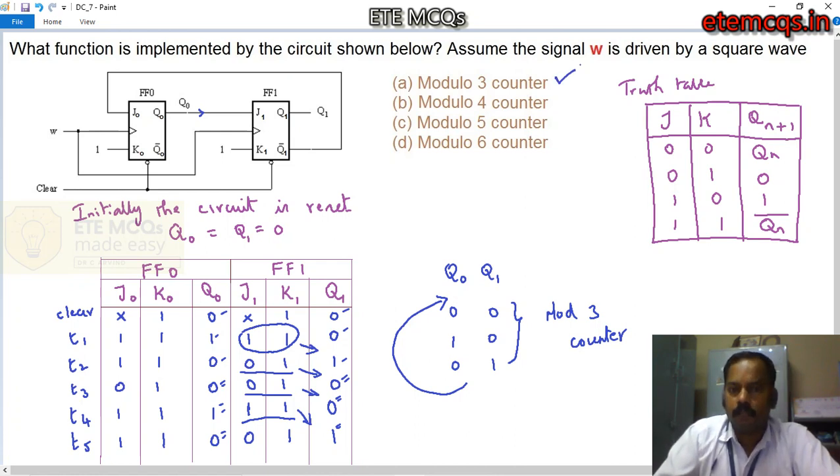You don't have to draw the waveforms. By just writing the table in a sequence along with the input and output, you will be able to trace the mod number of the given sequential circuit. In this case, it is a mod 3 counter. So option A is correct.